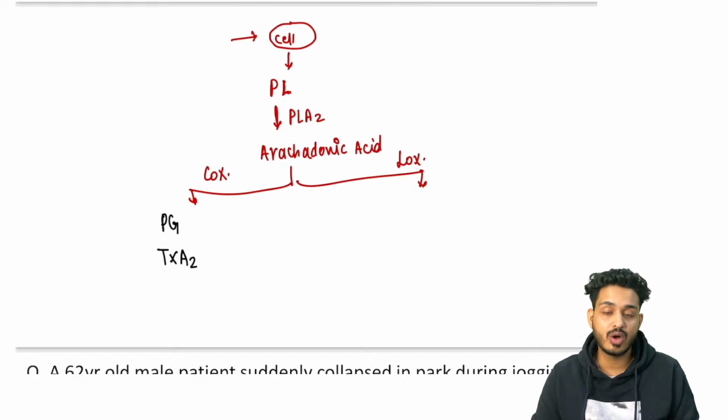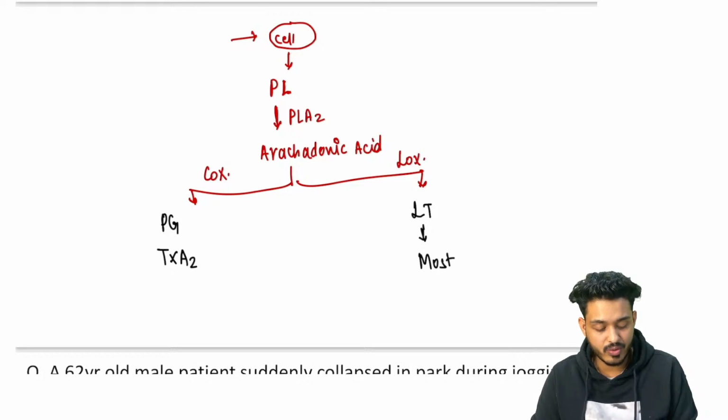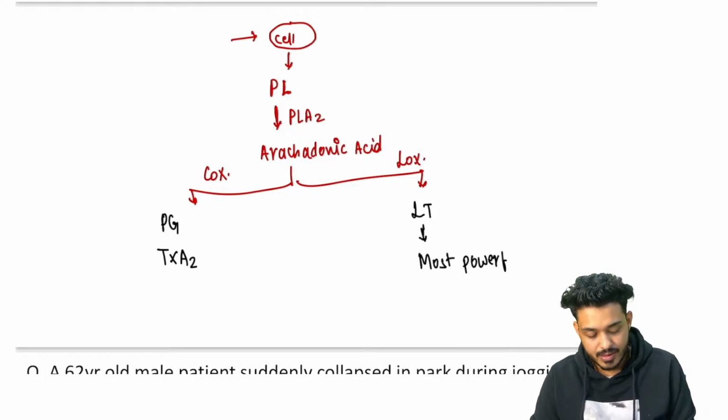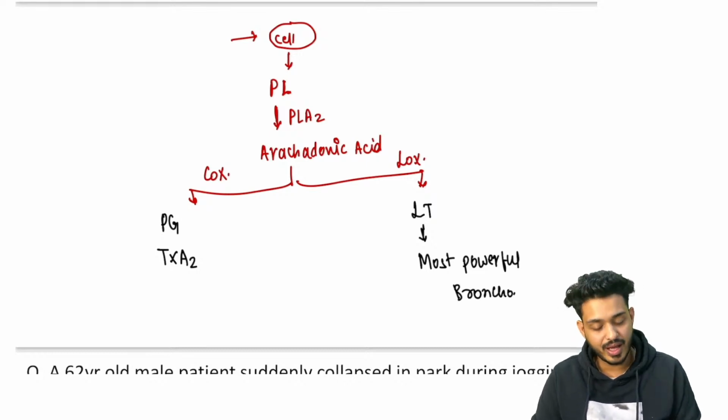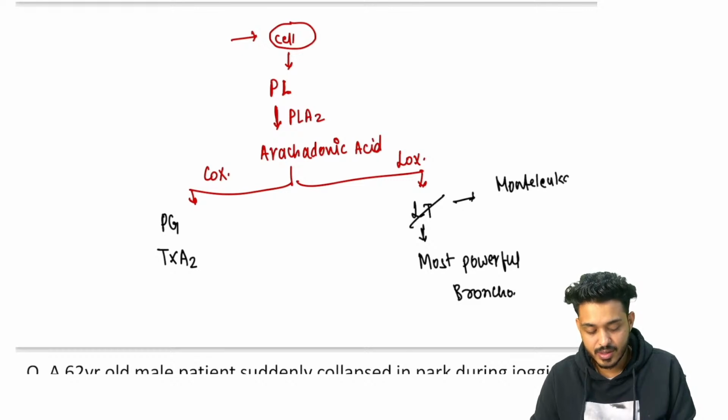Whereas wherever this LOX is going to work, it is going to make what? Leukotrienes. And we already know leukotrienes are the most powerful bronchoconstrictor, right? So what we need to do, either I can block these leukotrienes. Leukotriene receptor blockers are going to be the drugs. These are going to be your montelukast or zafirlukast.